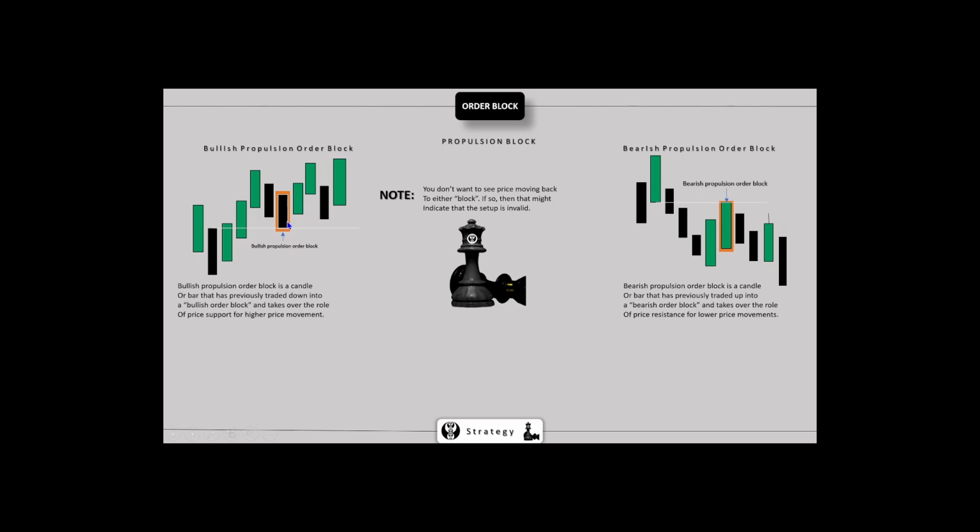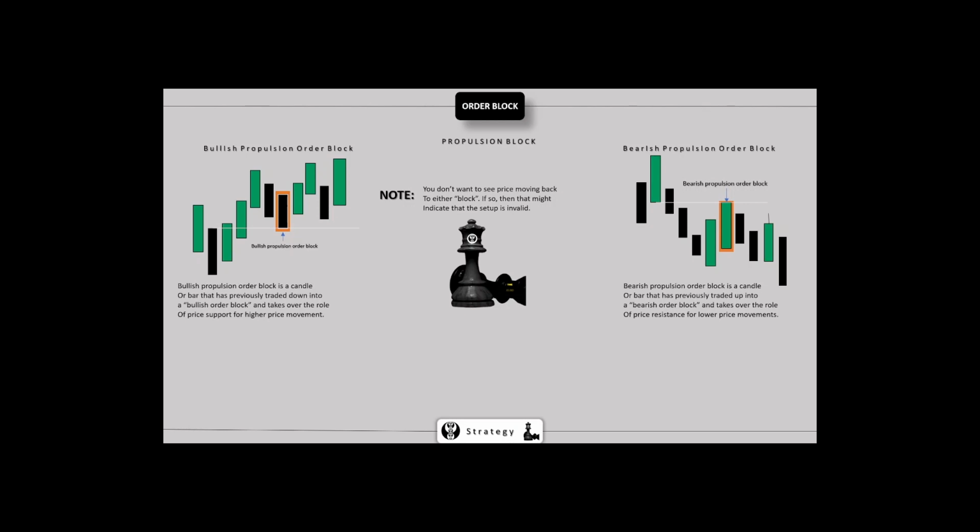And we have a good hint here, guys. You don't want to see the market coming back and trading against the bullish propulsion order block. Like in this case, we don't want to see this candle trading down to the bullish propulsion order block that we have highlighted with our yellow orange color. So you don't want to see price moving back into either block. If so, then that might indicate that the setup is invalid.